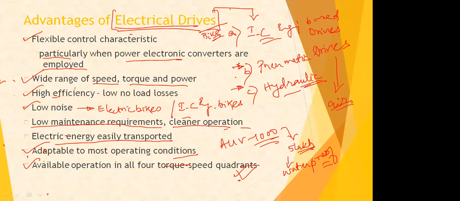So after having so many advantages, then why do we only hear a few names in this field like Tesla?